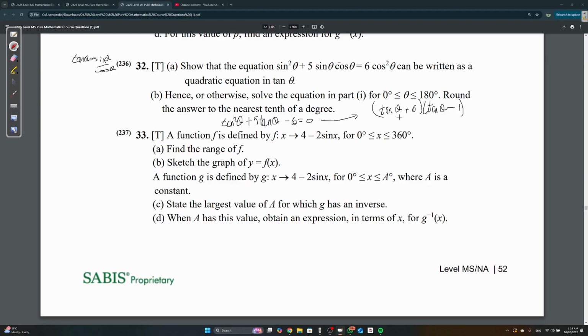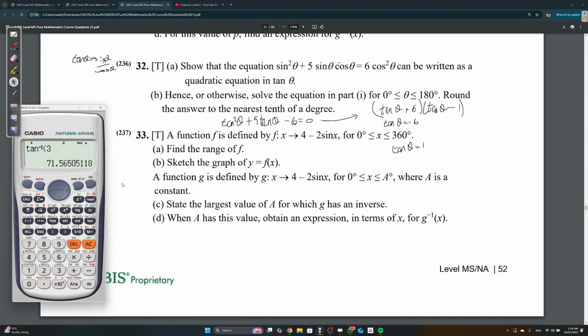That means you have two solutions. Tan theta is equal to negative 6. Tan theta is equal to 1. Let's take a look. Shift tan negative 6. Negative 80. But remember, that's not in the domain. But what do we do with tan plus 180? You get 99.4. They said round to the nearest tenth of a degree, so it becomes 99.5.